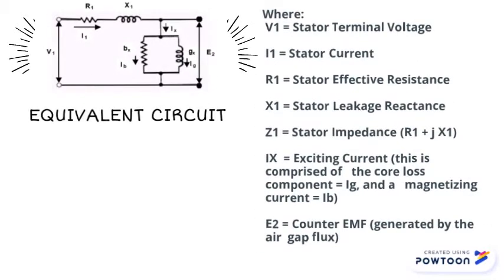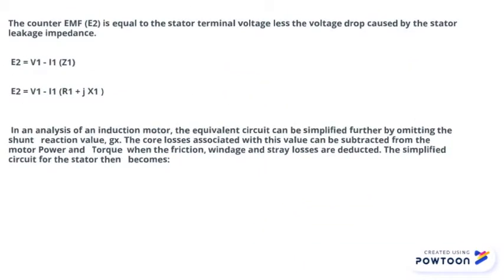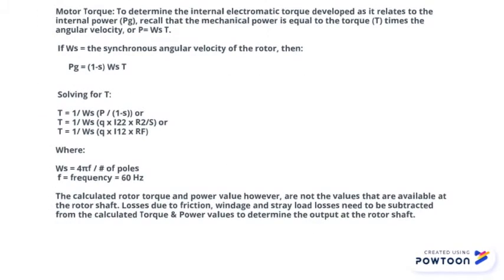I will explain to you about this circuit. This is the counter EMF. Next, the counter EMF for the rotor is equal to the stator terminal voltage less the voltage drop caused by the stator leakage impedance. So the formula is E1 equals V1 minus I1 times the stator leakage impedance.